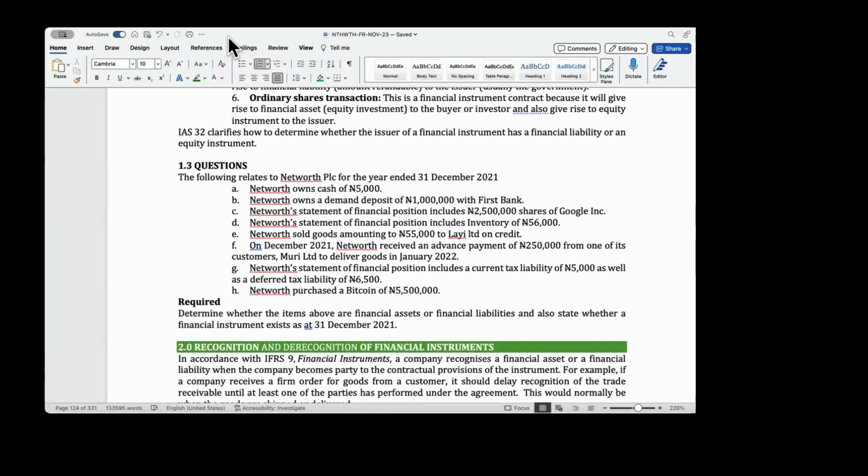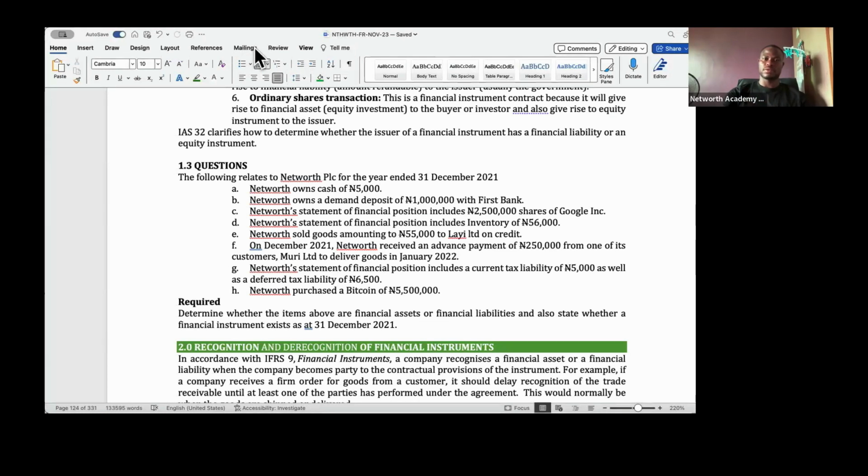Now, we are back to Muibat. The last question here is that net worth purchased a Bitcoin of 5.5 million. Net worth purchased a Bitcoin of 5.5 million.